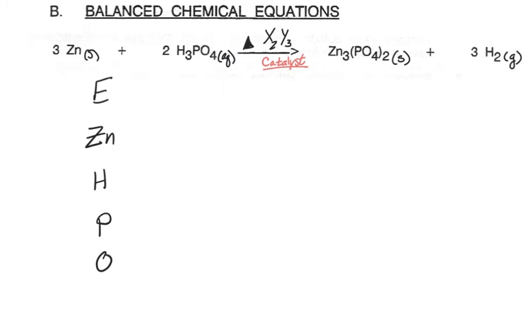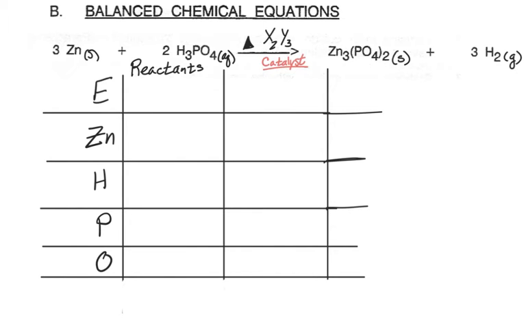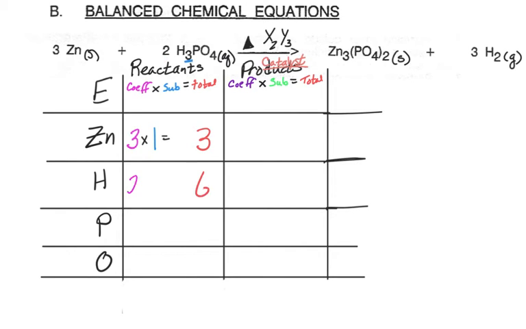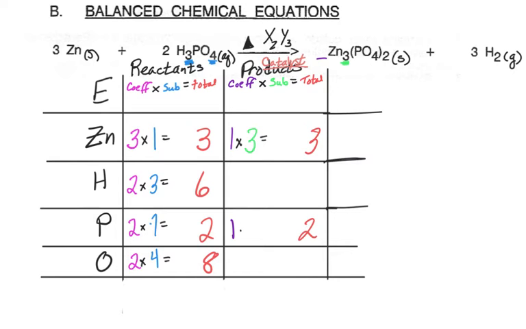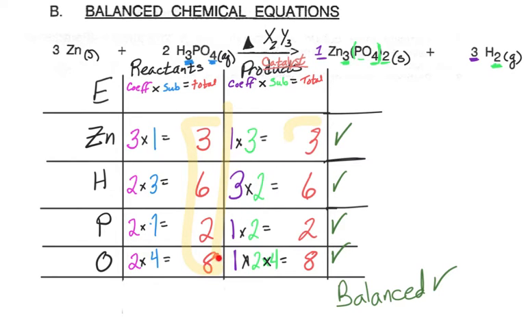Now I like to make a little crossbar here, and then I put reactants on the left, products on the right. For the reactants on the left-hand side, what we see is there are 3 zincs. Remember that the coefficient multiplies. And then there are 6 H's because we have 2 times 3 H's. And there are 2 phosphorus and 8 oxygens. That's on the reactant side. And for our products, we see there are 3 zinc, 2 phosphorus, again because we have the parentheses, everything inside the parentheses is multiplied by it, 8 oxygens, and 6 hydrogens. So because everything matches here, we know that this is a balanced equation.